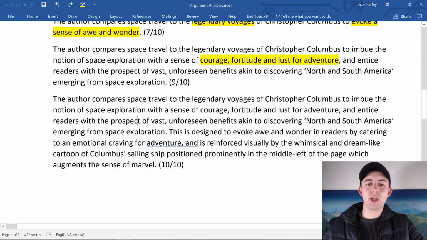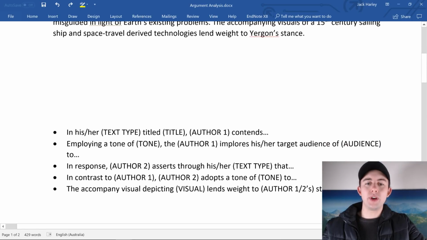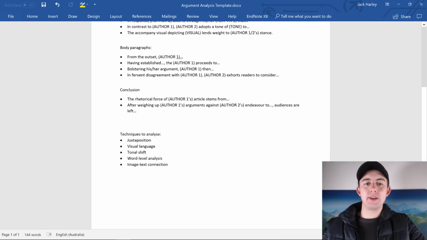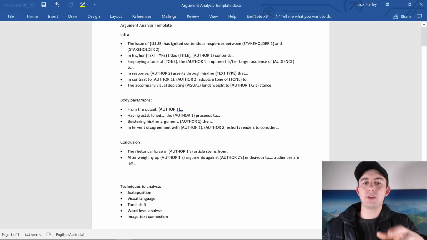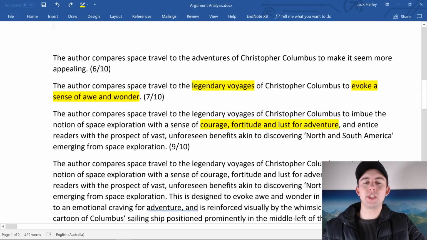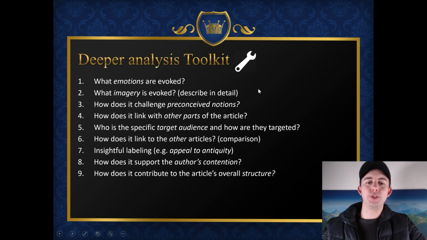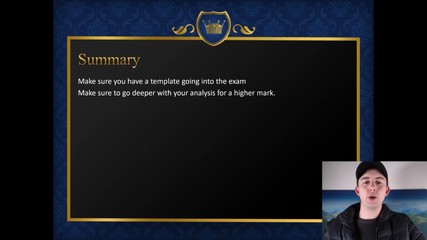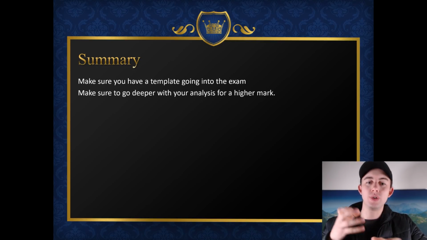Guys, hopefully that was helpful. Remember that we looked at that template: introduction, body paragraphs, conclusion. Here are some techniques to analyze. And we talked about the depth of the analysis, which comes down to using our deeper analysis toolkit. So print this out, have it by your side when you write analysis, and I guarantee your analysis is going to absolutely pop. To summarize, make sure you have a template when going into the exam, and make sure you go deep with your analysis to get a higher mark.